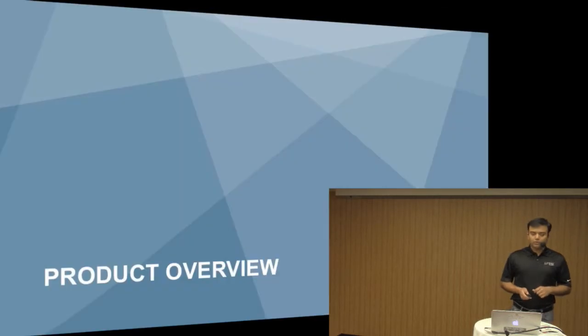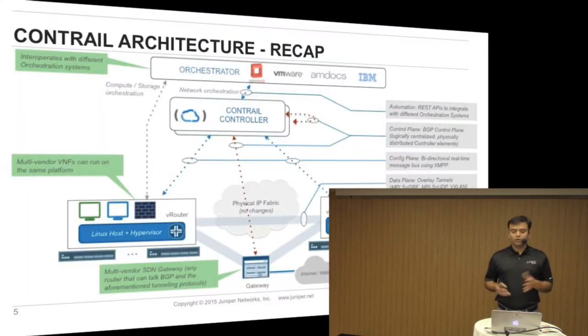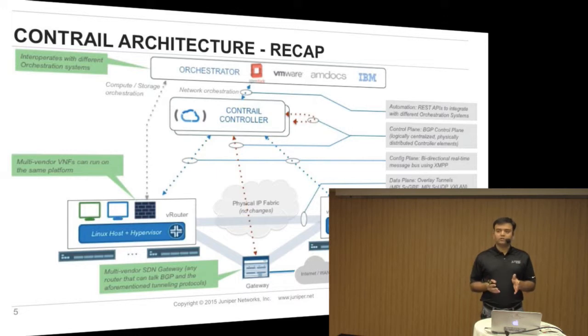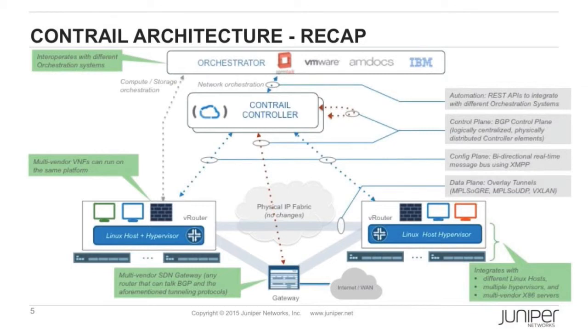So a quick product overview. We are all here at the OpenStack Summit. OpenStack is the orchestrator you see at the top. The top box is not just OpenStack, but other orchestrators like VMware's vCenter and others like IBM Smart Cloud Orchestrator and so on. The role of the orchestrator, as we all know, is a framework to express app intent in a method or a manner that's agnostic to the way things are implemented.